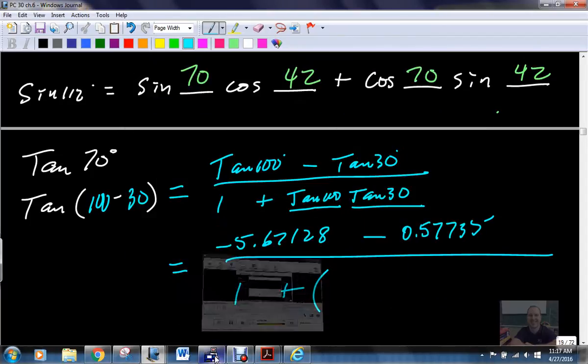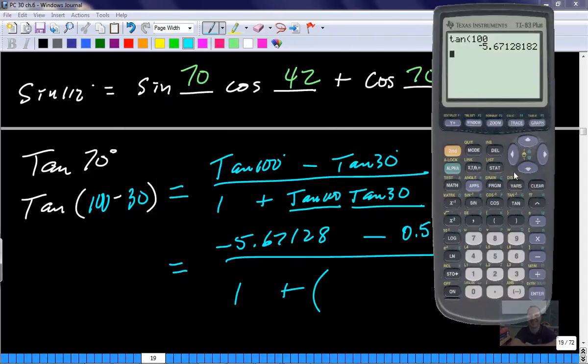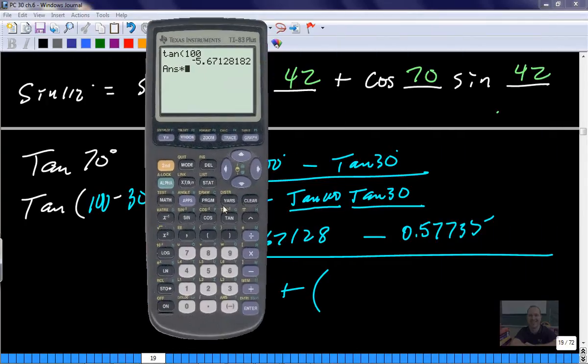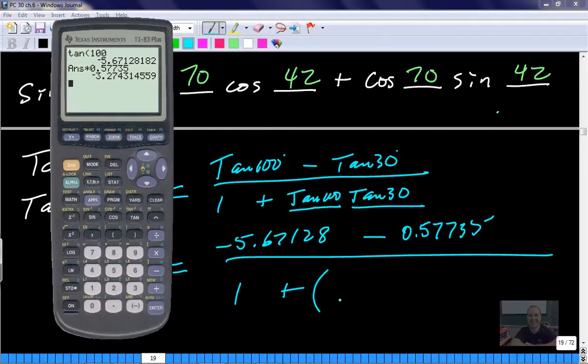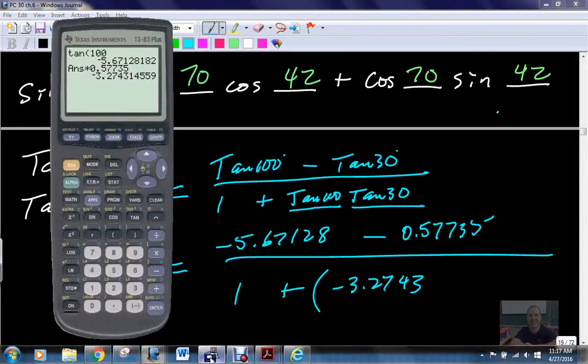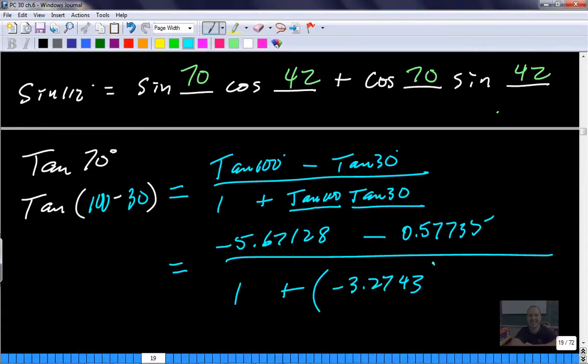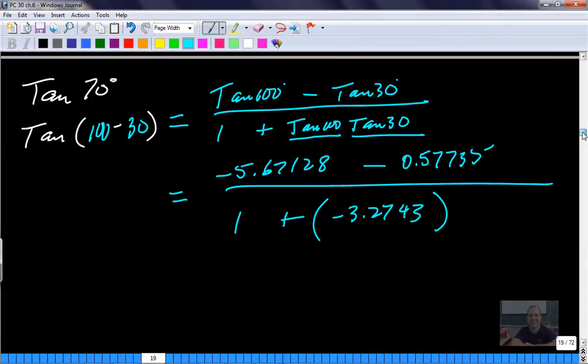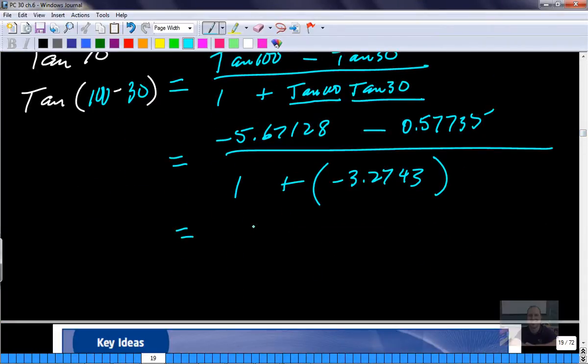The product of those two would be, so that number times, you said, 0.57735. Okay. Is going to be negative 3.27. Yes? Okay. Negative 3.27. What was that? 43. Okay. All right. This is pretty complicated. Let's see if this works out.